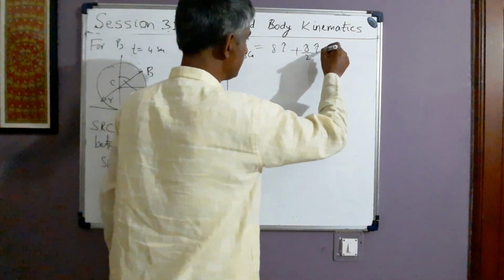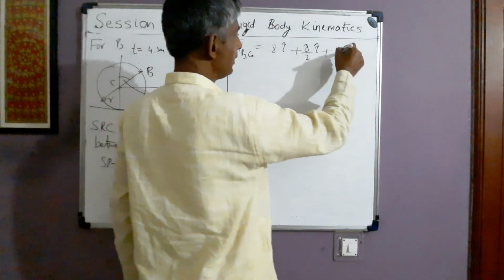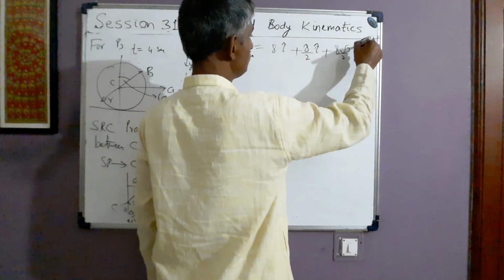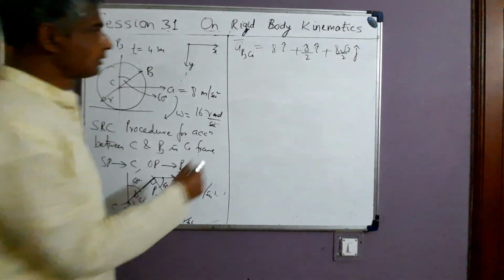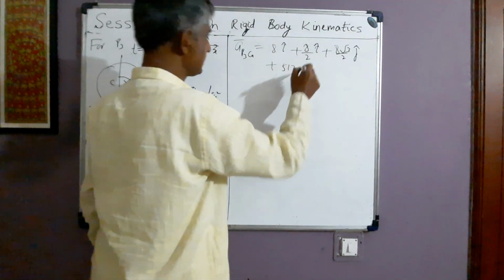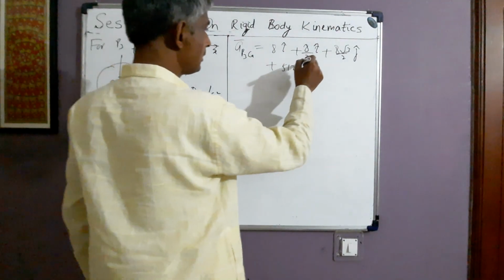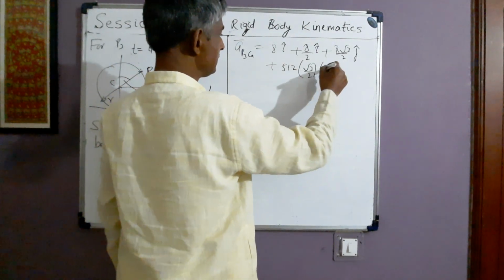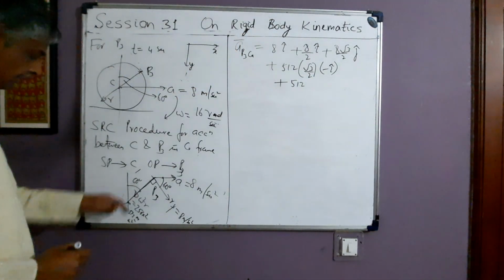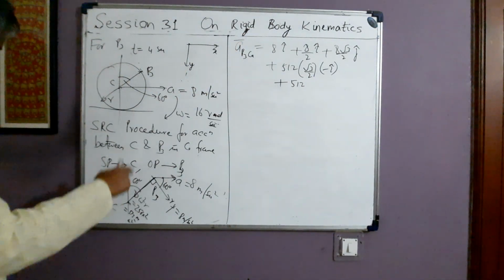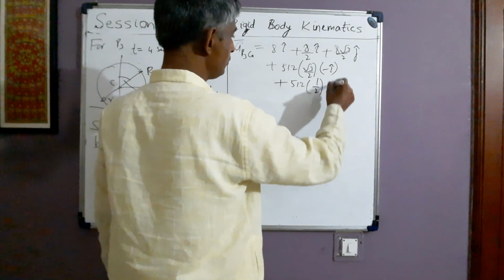A by 2 i hat plus 8 sin 60 degree j hat, that is 8 root 3 by 2 j hat. And this one, omega square, 512, also has a component along the x-axis. It is simply sin 60, root 3 by 2, that is along negative x-axis. And 512 cos 60 degree, 1 by 2 into j hat.